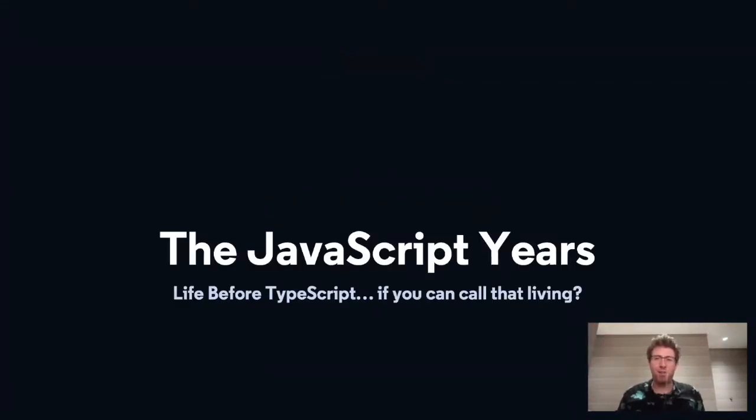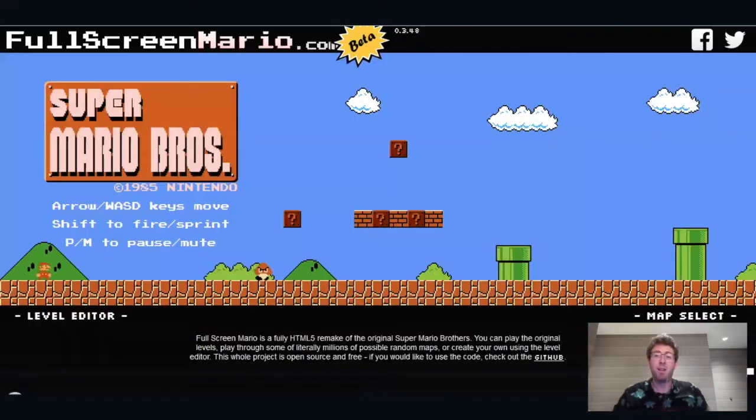Let's talk about the JavaScript years, life before TypeScript. The project in question is an old game called Full Screen Mario that I made back in college. It was an original Super Mario Bros. remake. It consisted of the original 32 levels, a random map generator, and a level editor. It was open source, online. It was pretty cool, went a little viral, and then Nintendo shut it down with a DMCA copyright complaint. A little less fun at that point.